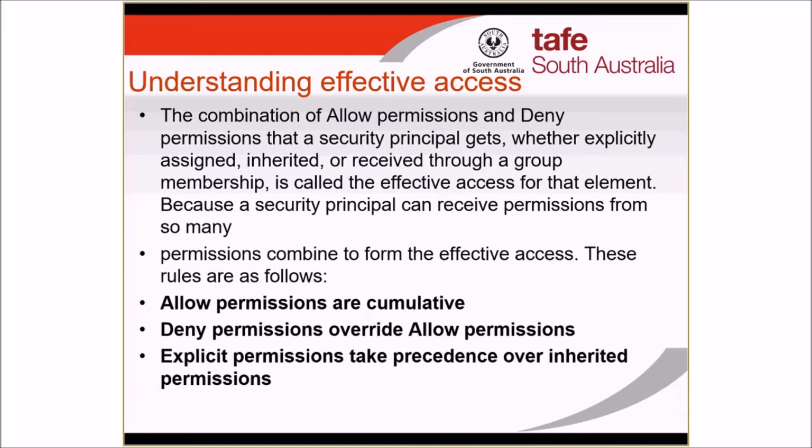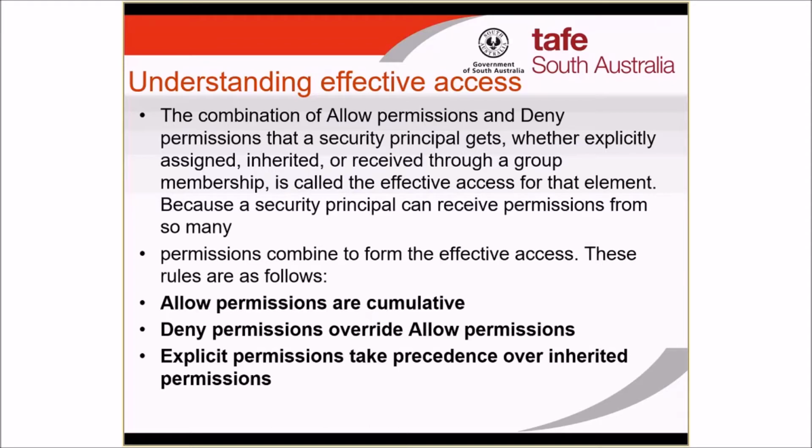Understanding effective access is basically understanding how permissions combine. The combination of allow permissions and deny permissions that a security principal gets, whether explicit, inherited, or received through a group membership, is called the effective permission. So what permissions does this person get overall after he gets them from all these sources? Permissions combine to form effective access. The rules are as follows. When you have allow NTFS permissions, they just combine. They're cumulative. What does that mean?